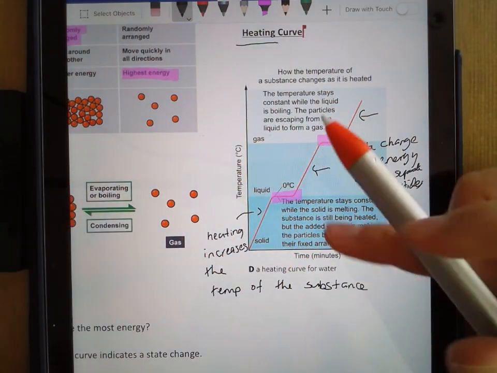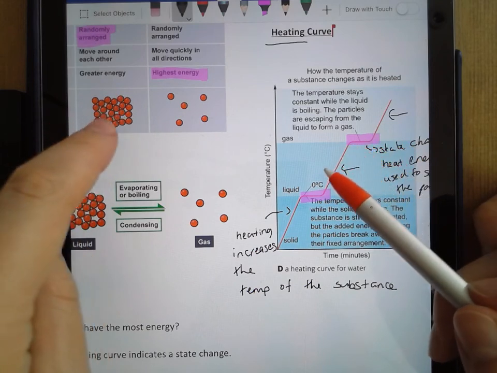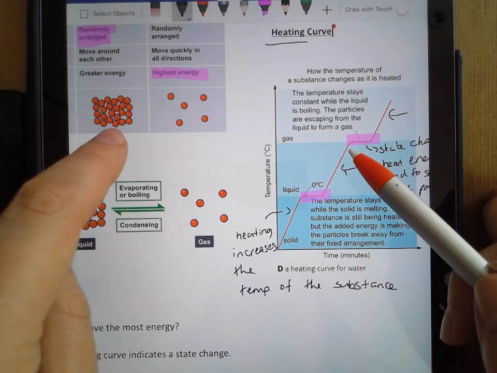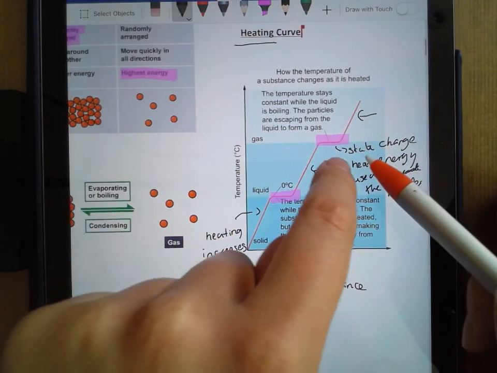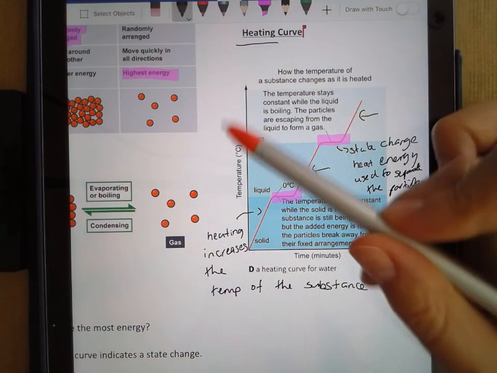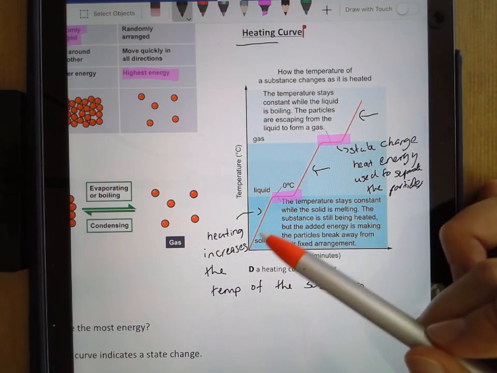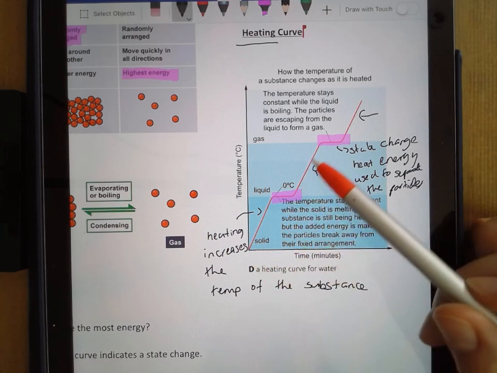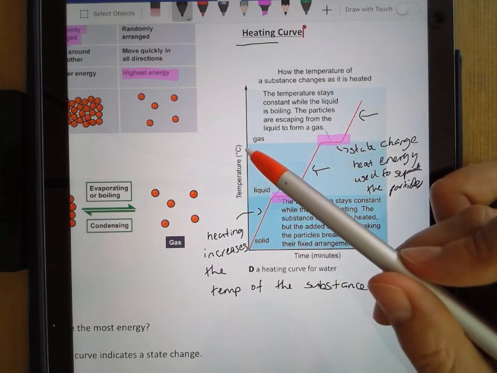And then you're heating your liquid, and those particles are moving around each other. And then as they get hotter and hotter, they're moving around each other so fast. And eventually you've got enough heat energy to actually pull those particles apart. And then you've got them as a gas where they are moving freely. So the movement of the particles is changing. The particles are moving faster and faster as the temperature increases.